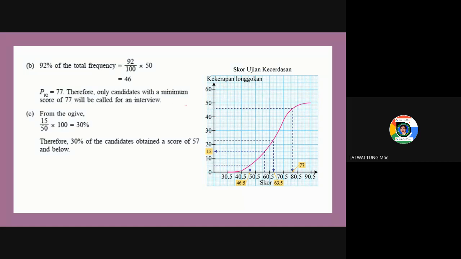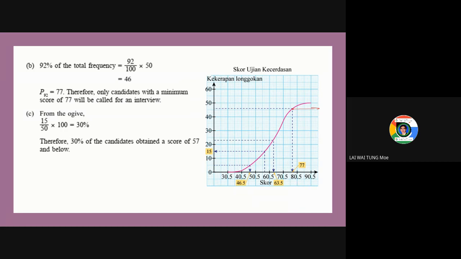So the answer is, therefore, only candidates with a minimum score of 77 will be called for an interview. Meaning 77 marks and above will be called for interview. Because until this point is 77 marks. So 77 marks and above. People from here to here will be called for interview. All right. So that is question B.